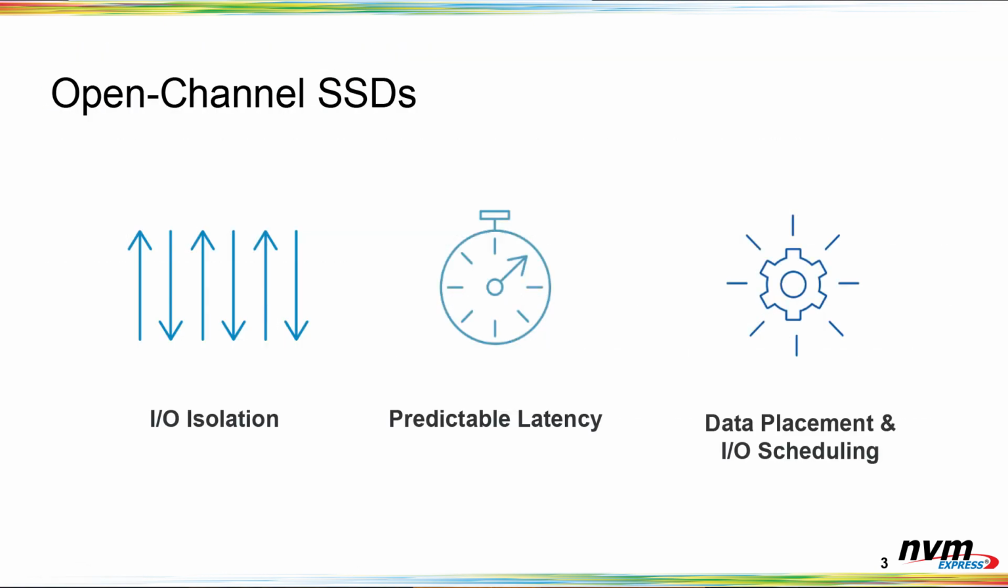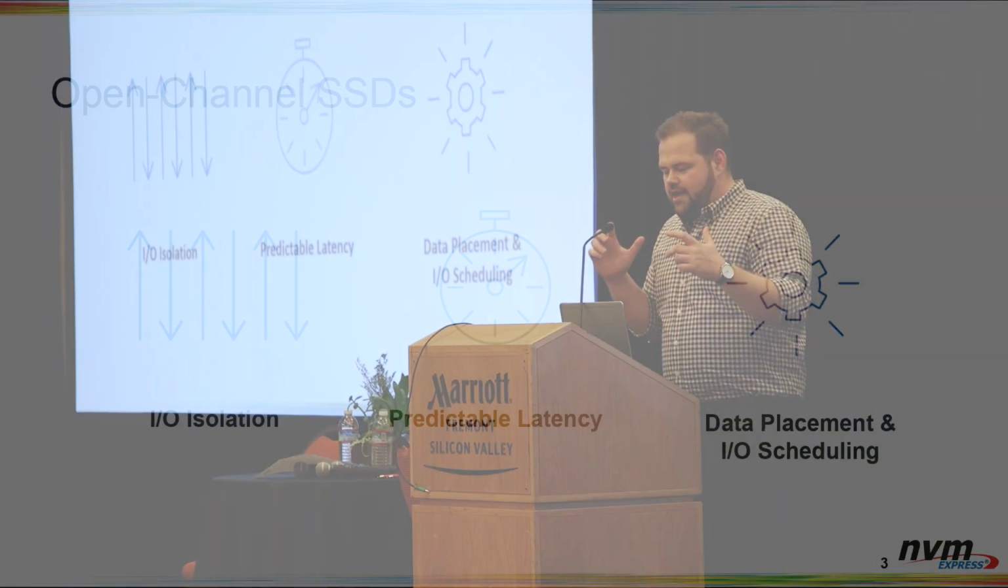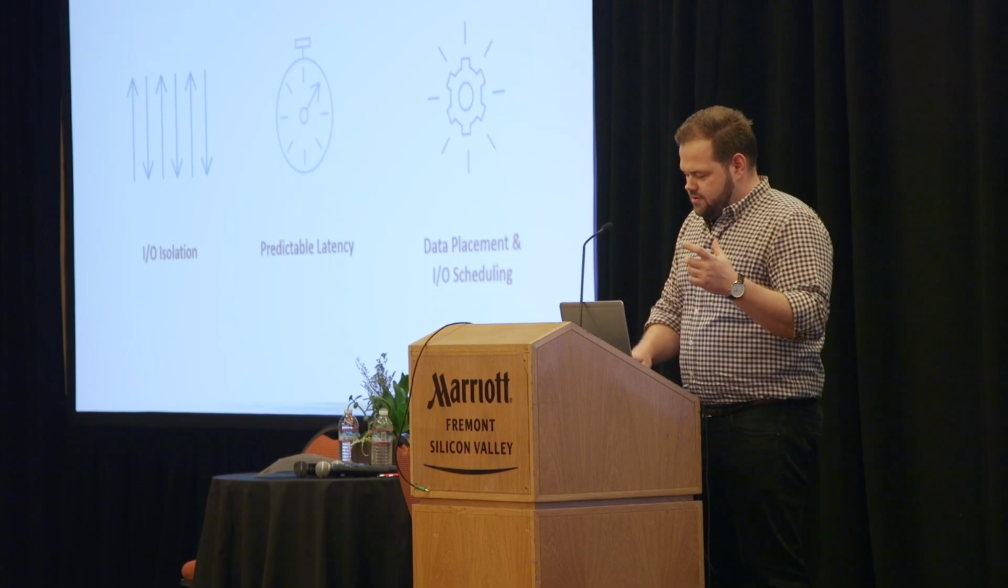Okay, so open channel. Some of you might have seen these slides once or twice. So what do you get from open channel? Why is it interesting? It's interesting because it provides three benefits: I/O isolation, predictable latency, and data placement and I/O scheduling. Those three things work together.